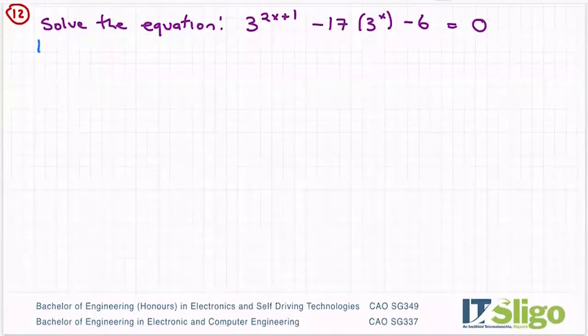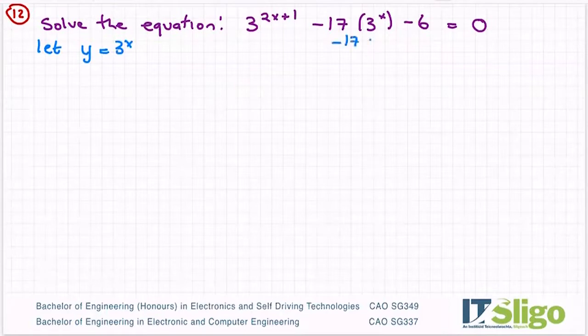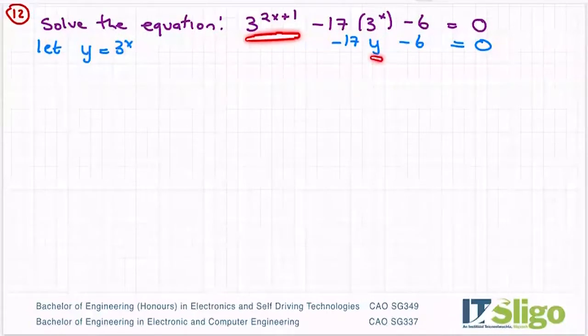Okay, so I would be letting any letter, let's pick y equal to 3 to the power of x. So where I'm going is this will then be minus 17y minus 6 equals 0. So what I'm doing is I'm forming or trying to form a quadratic with y to help me solve it. And why do I do this? Because it makes it much easier to solve. But I need to write this one in terms of y now.